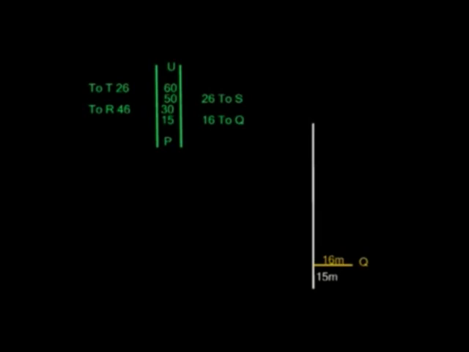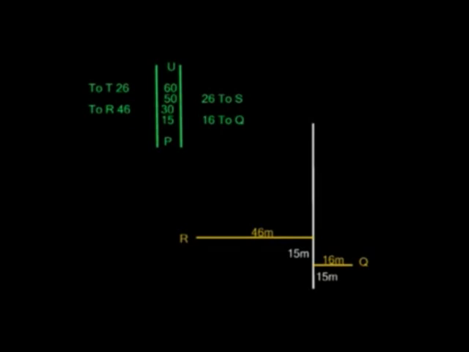Now it tells me from P to the junction to R is 30 meters. So from that junction of Q to get to the junction of R, it means I will move 15 meters, so that it makes 15 plus 15 is 30. So the junction to R is here, and then to find R, I move 46 meters to the left.